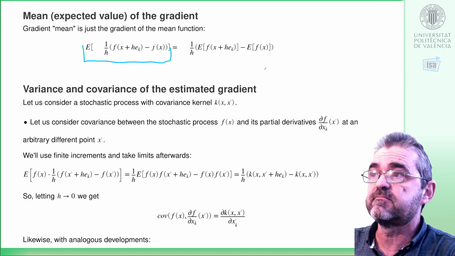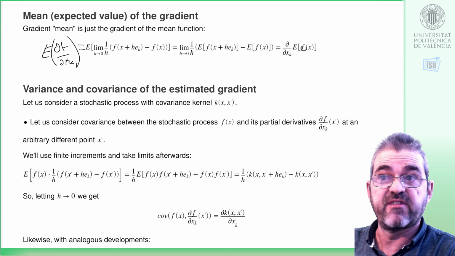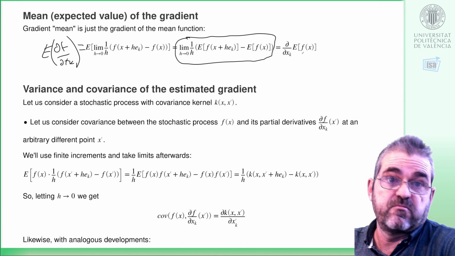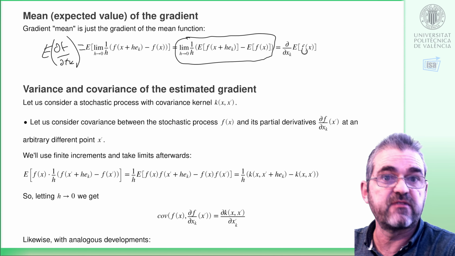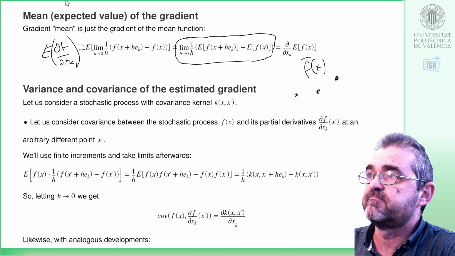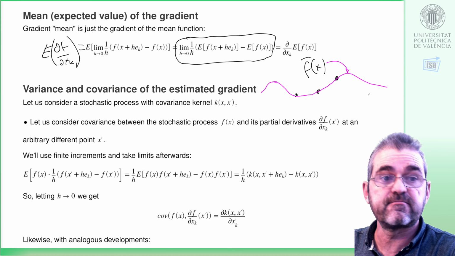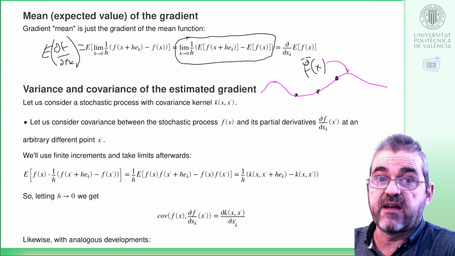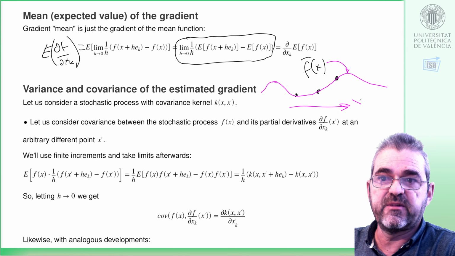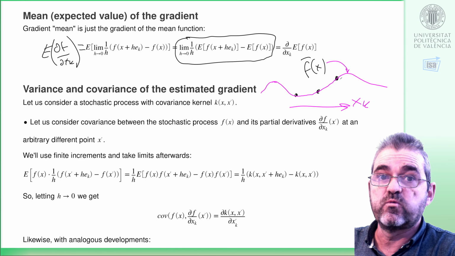If we now take limits, then the expectation of the partial derivative is just the partial derivative of the expectation. We assume that the mean value of the Gaussian process is a known function, f bar of x. If I have some observations, that f bar will be some function that interpolates the observations. What we are saying is that the expected value of the velocity, the partial derivative with respect to this argument, is the derivative of this mean function. Good, we finished with the mean.